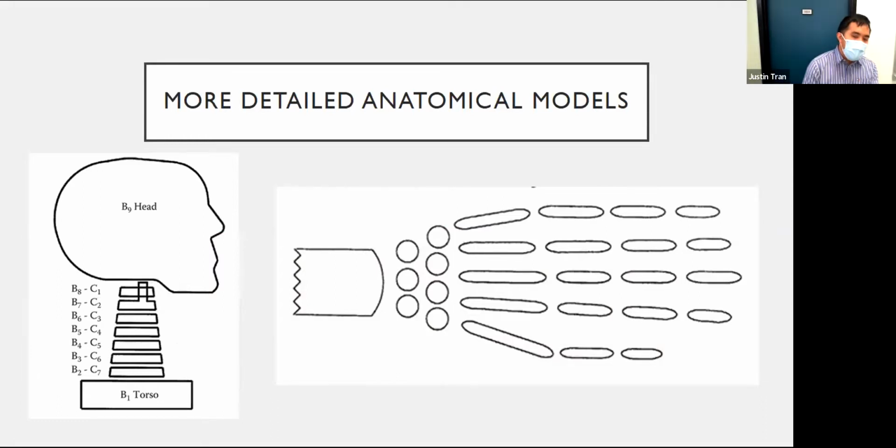And for certain applications too, you might have more detailed anatomical models, right? And so if you want to look more closely at the head and the spine, we have more detailed models for that. Or in this case, we have a detailed model of the hand as well, right? So we're not going to spend too much time on these kinds of models, but I do want to make you aware that they are out there. Okay.